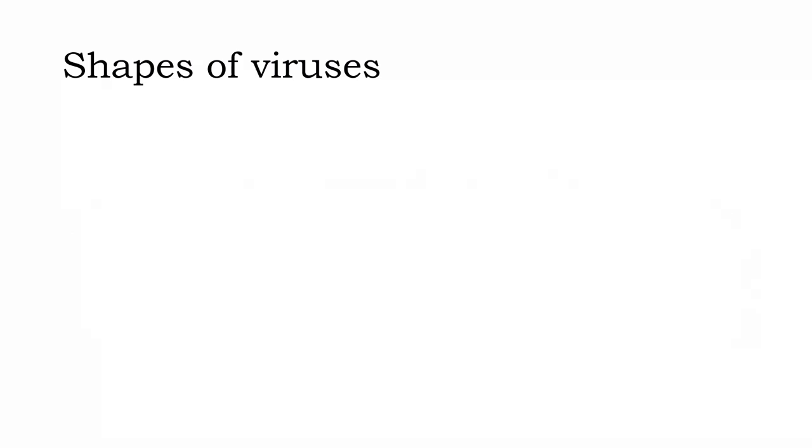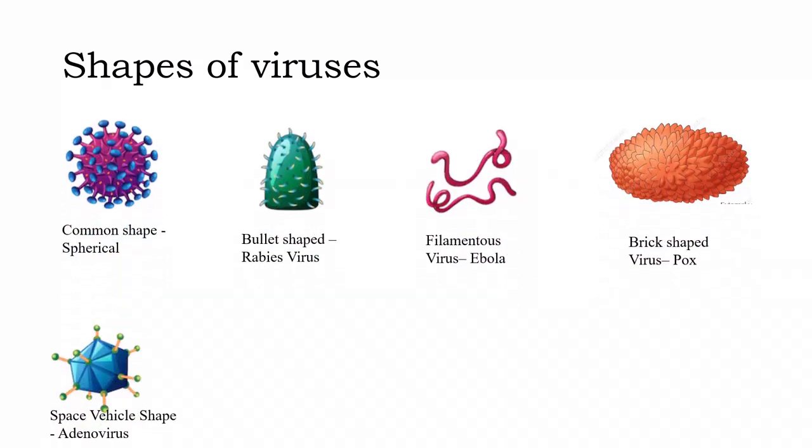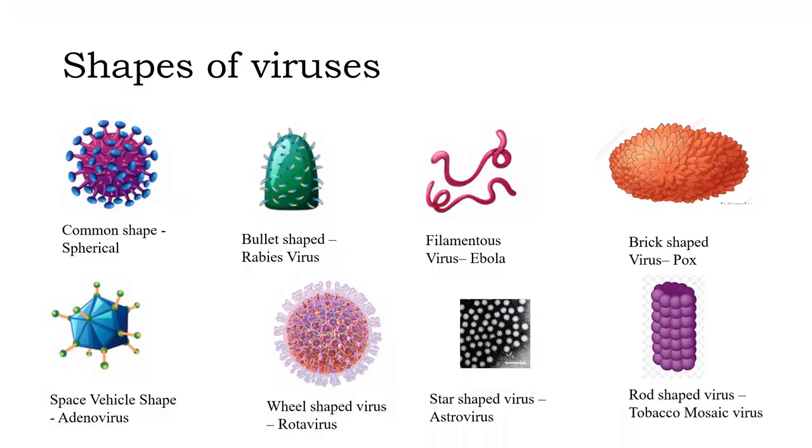Shape-wise, there can be multiple shapes. The most common one is the spherical shape. You can also have occasionally different shapes like bullet shaped in rabies virus, filamentous in Ebola virus, brick shaped in pox virus, space vehicle shaped in adenovirus, wheel shaped rotavirus, star shaped astrovirus, and rod shaped tobacco mosaic virus.